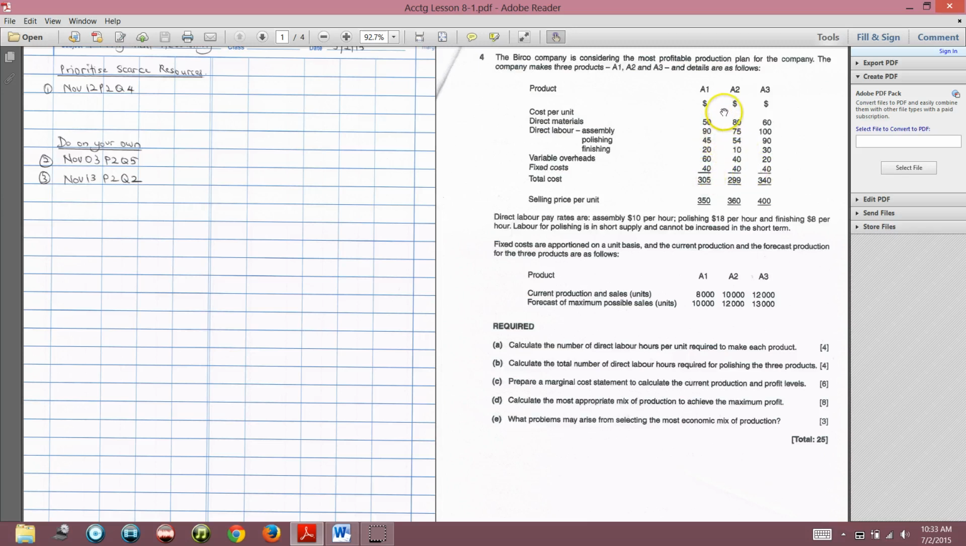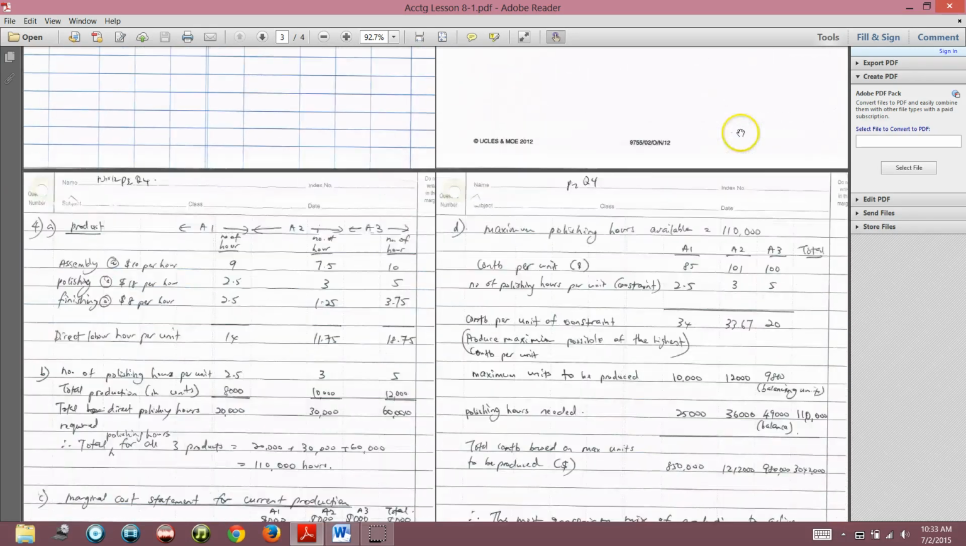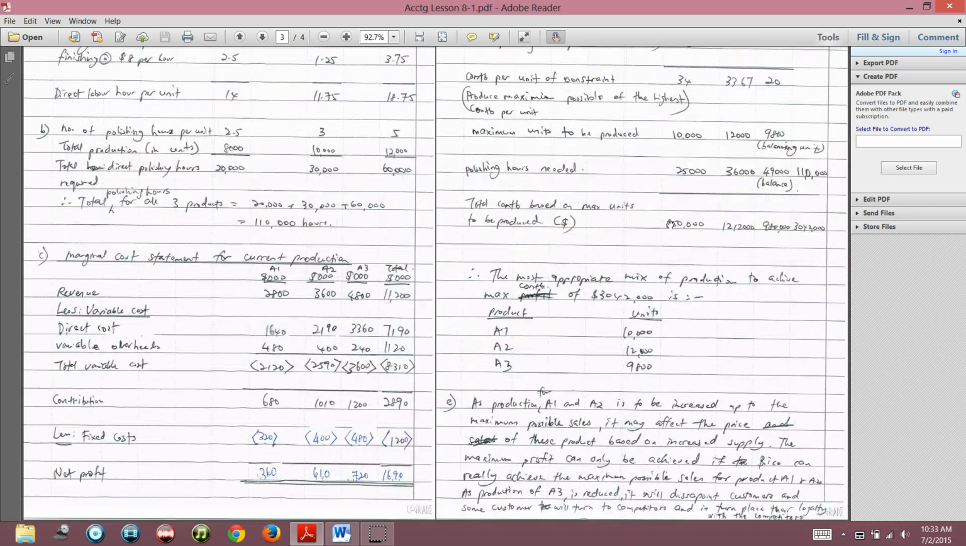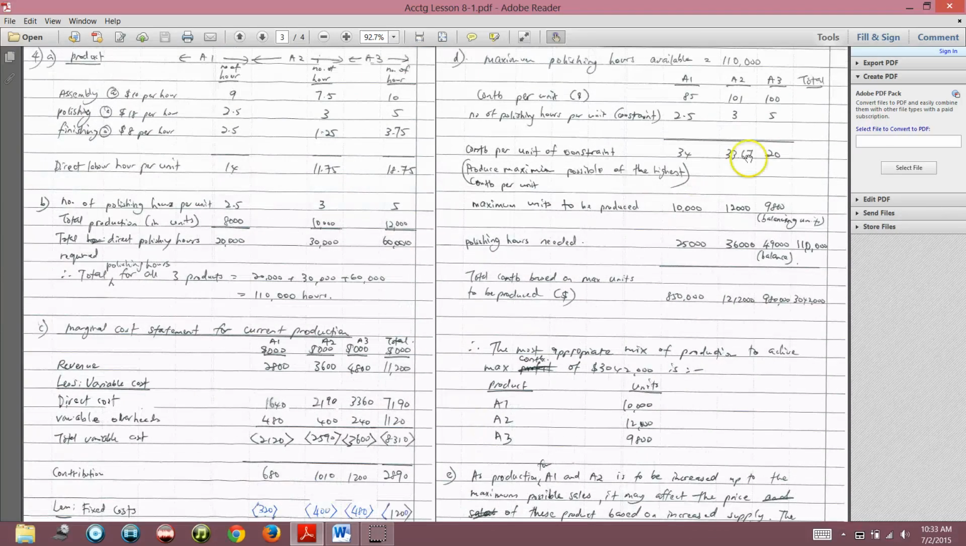That means for each product, we will calculate the contribution. Now look at here: the contribution per unit for A1, A2, and A3 is as follows. How do I get all these figures over here? This one is the contribution for 8,000 units, so I can just divide 680 by 8, which is 85. See, I can get the contribution per unit easily.